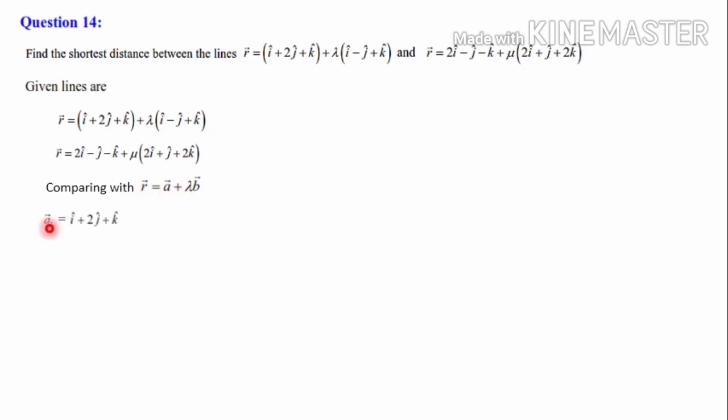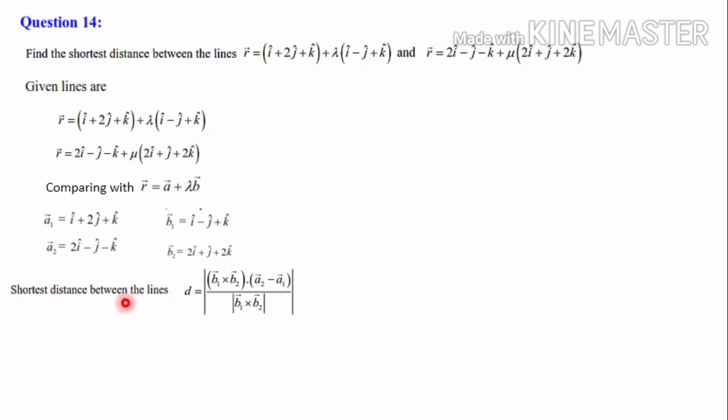Since there are two lines, we can write a1 b1 and a2 b2. Here a1 is i cap plus 2 j cap plus k cap and b1 is i cap minus j cap plus k cap. Then a2 is 2 i cap minus j cap minus k cap, and b2 is 2 i cap plus j cap plus 2 k cap. The shortest distance formula is d equal to modulus of (b1 cross b2) dot (a2 minus a1) divided by modulus of b1 cross b2.